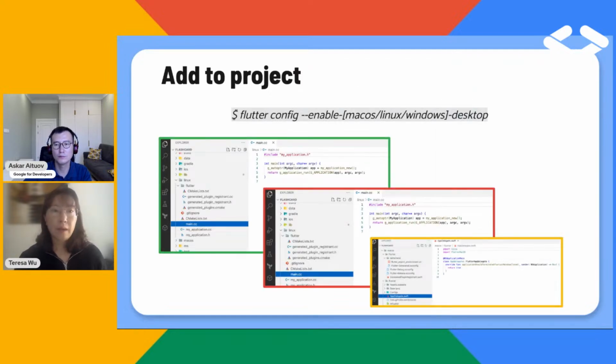Instead of creating a new project for desktop in Flutter, if you already have an existing application, you can add desktop support to your existing project by running this command. You should see those three folders added in your existing Flutter project. But those are just basic configurations. You need to add a bit more to have your application running on desktop.